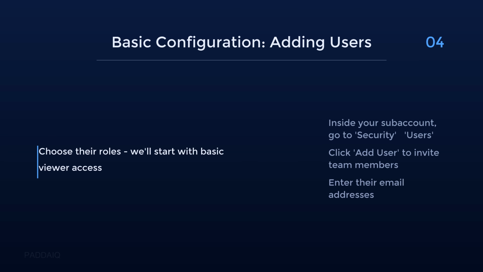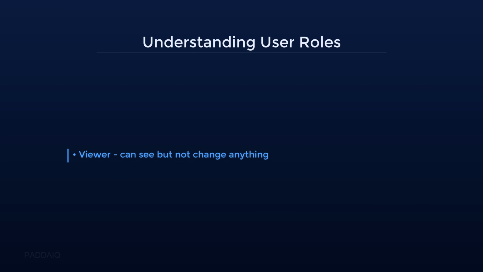Understanding user roles in enterprise systems. Viewer can see but not change anything. This means the user has read-only access to view data and reports but cannot edit, delete, or add new information. For example, a viewer in an analytics app can see sales dashboards but cannot alter the figures. This role is ideal for stakeholders who need visibility without modification rights.